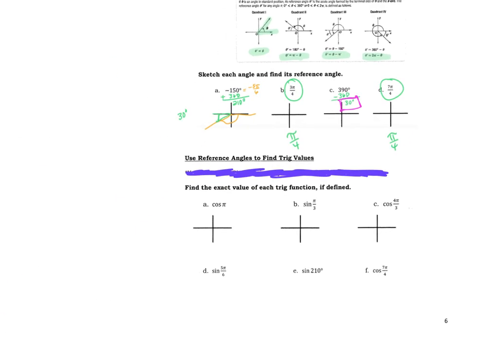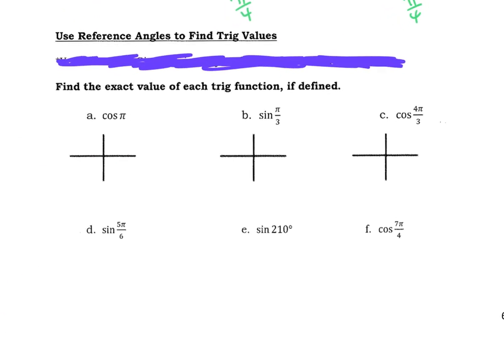Okay, use your plate. Try finding these values down below real quick, and we'll go over those in just a minute. And last one, cosine of 7 pi over 4. Ashley? Root 2 over 2. Beautiful. Okay.